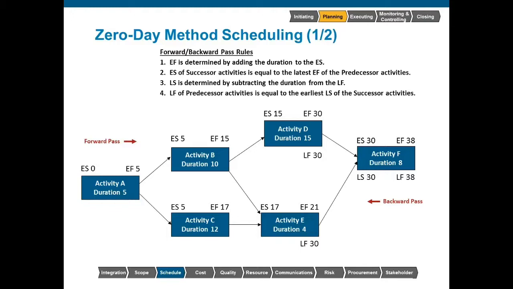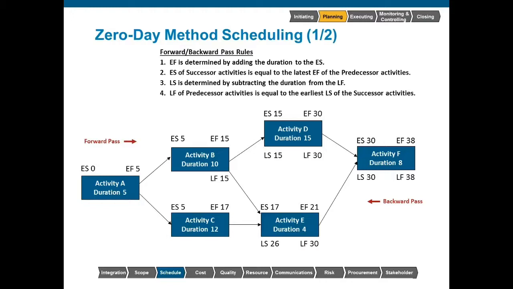Let's calculate activity D's late finish: 30 minus 15 gives us 15. Let's go down to activity E: 30 late finish minus 4 gives us 26. Again, we have our rule here. Now we're trying to calculate activity B's late finish. Going back to our rule at the top: late finish of predecessor activities is equal to the earliest late start of its successor activities. Activity B has two successors. The start of each one of those is 15 and 26. 15 is the earliest late start, so that becomes the late finish on activity B.